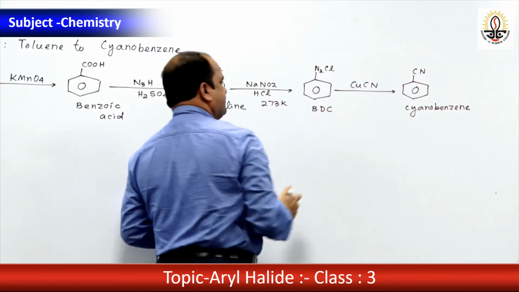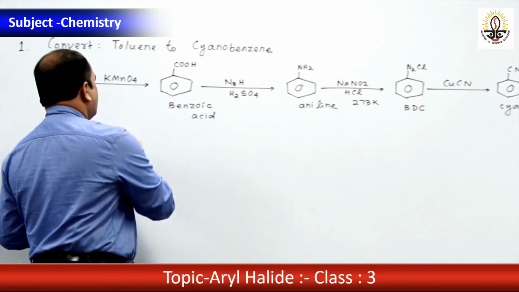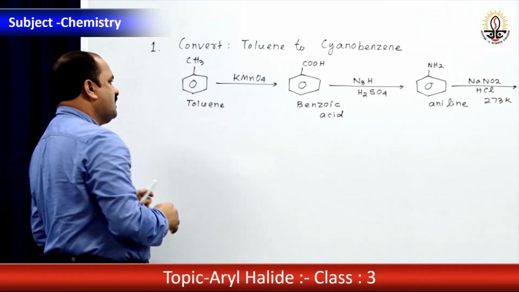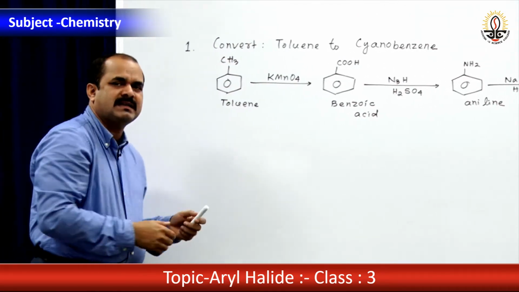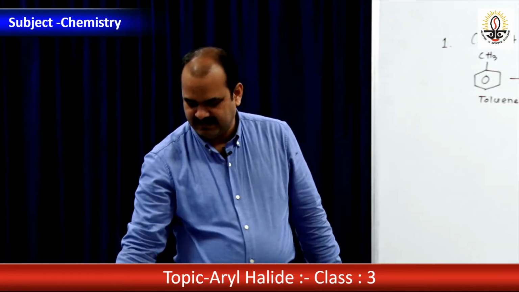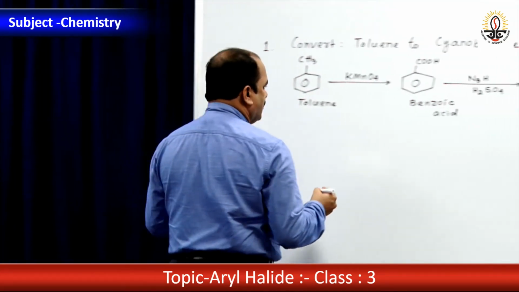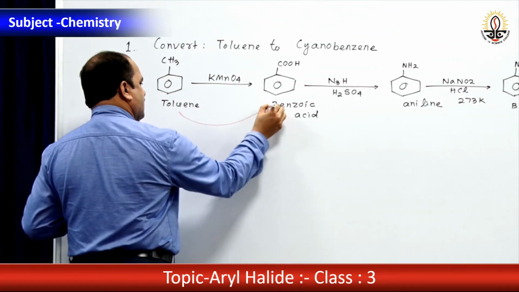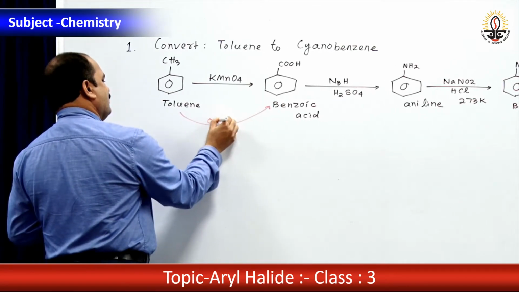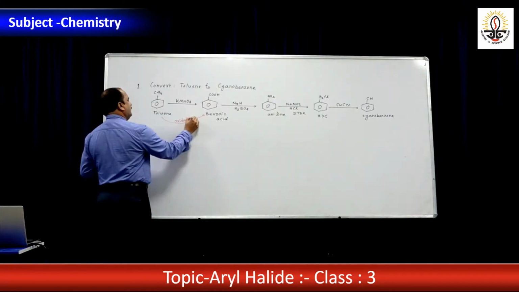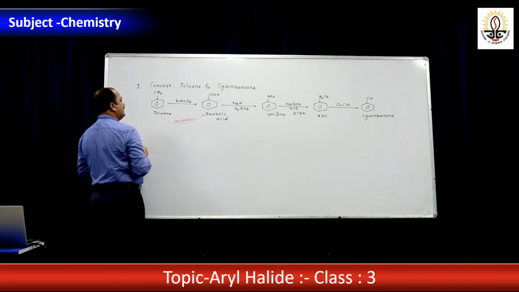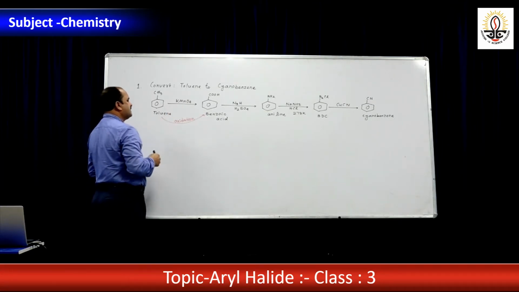So these are the required steps for conversion of toluene to cyanobenzene. In this conversion, we will discuss what types of chemical reactions are involved. Here, conversion of toluene to benzoic acid is known as oxidation. The first conversion, toluene to benzoic acid, is known as oxidation.